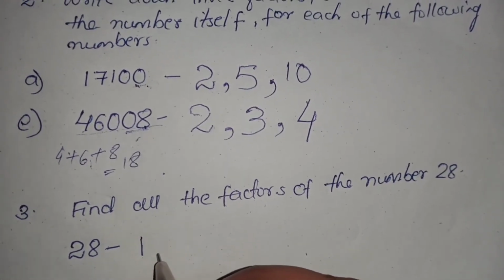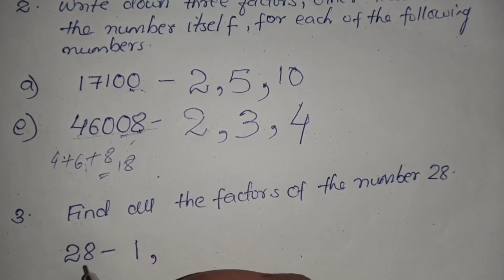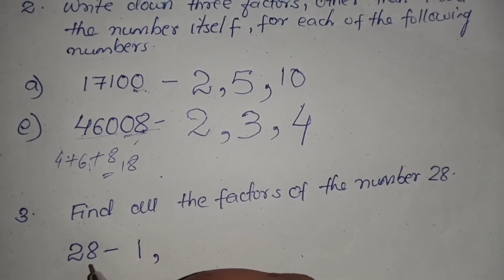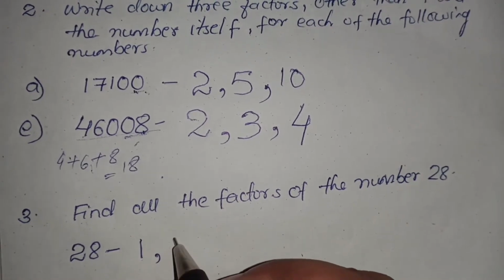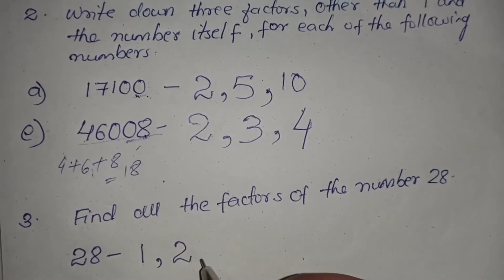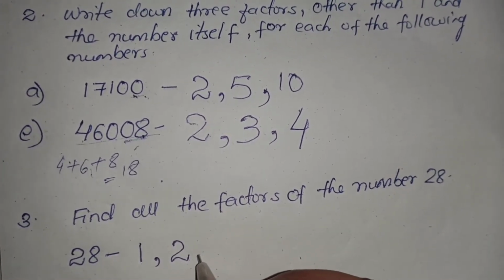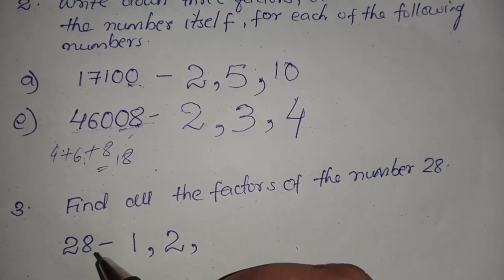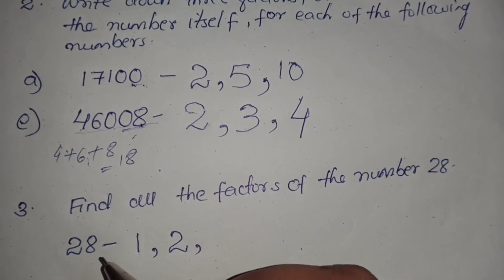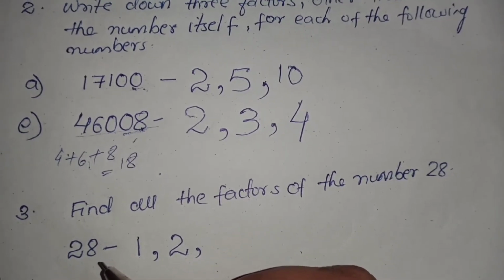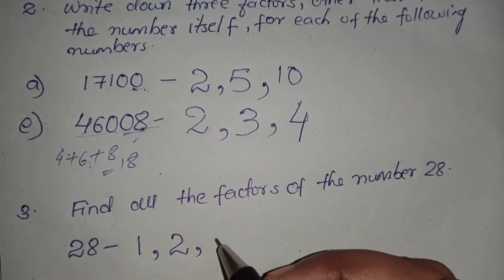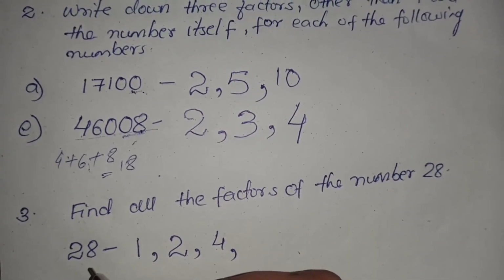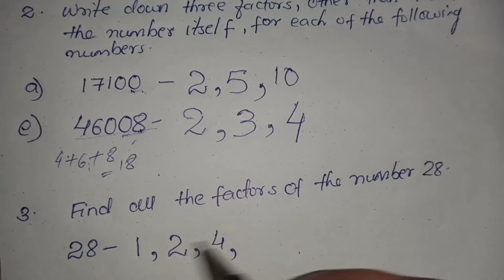So we'll write 1. This 28 will come in the table of 2. See the last digit, what? 8. That means yes, it will come in the table of 2. 2 fourteens are 28. Will this come in the table of 3? No, 28 doesn't come in the table of 3. In the table of 4, yes, 4 sevens are 28. Will this come in the 5 table? No. 6 table? No. 7 table? Yes, 7 fours are 28.